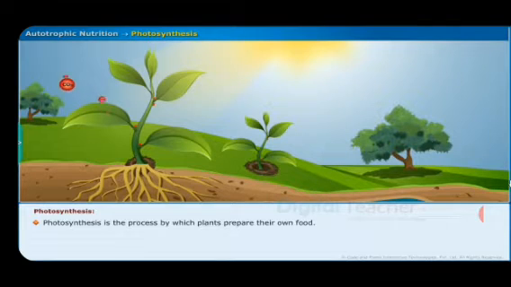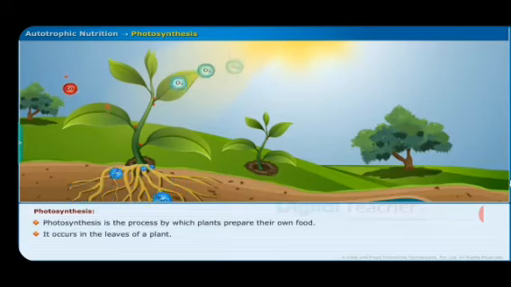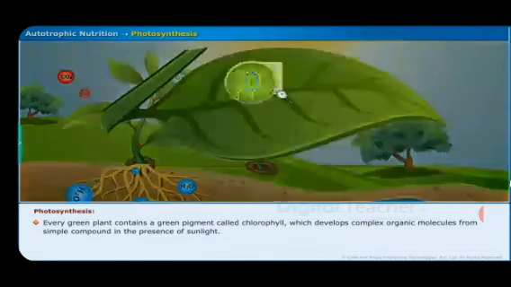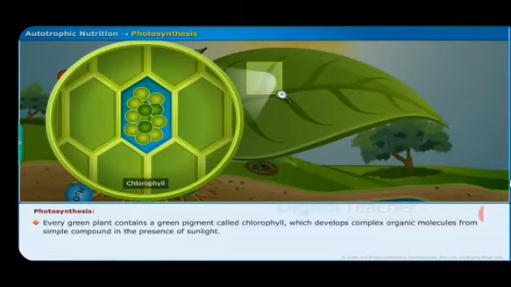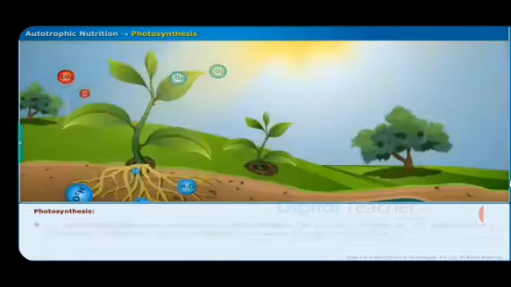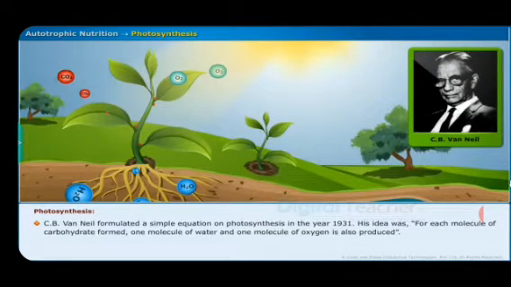Photosynthesis is the process by which plants prepare their own food. It occurs in the leaves of a plant. Every green plant contains a green pigment called chlorophyll, which develops complex organic molecules from simple compounds in the presence of sunlight. C.B. Van Niel formulated a simple equation on photosynthesis in the year 1931.